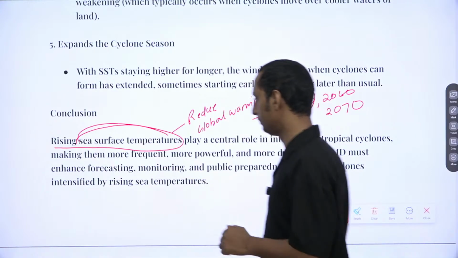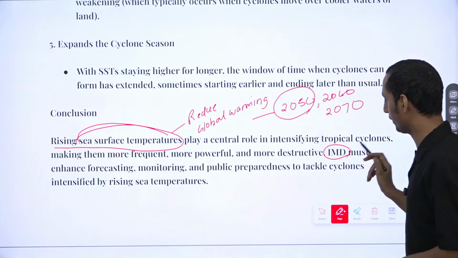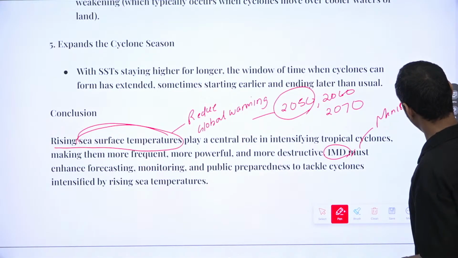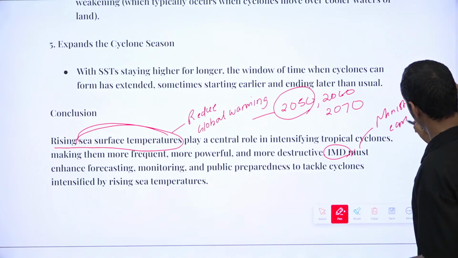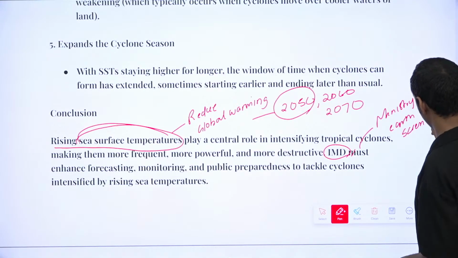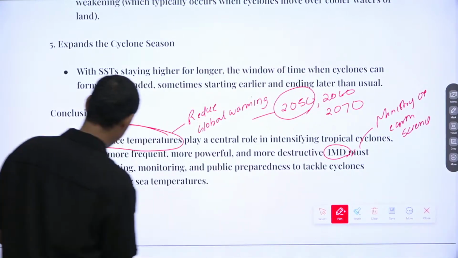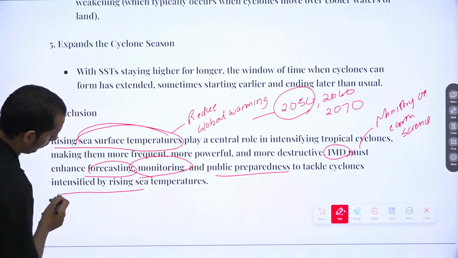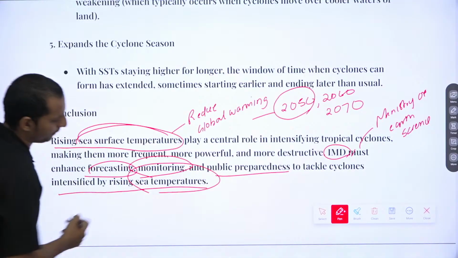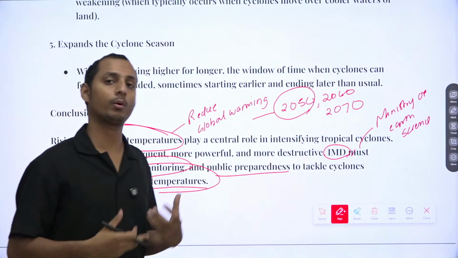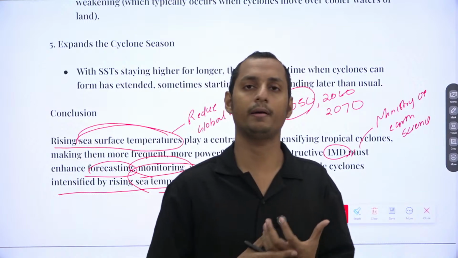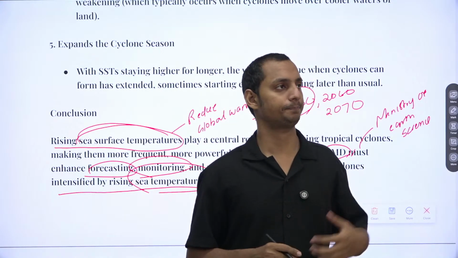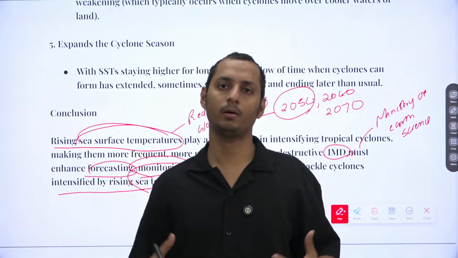Or else you can mention the Indian Meteorological Department or even the Ministry of Earth Science. The Ministry of Earth Science should invest in technology for better prediction, enhanced forecasting, monitoring, and public preparedness to tackle these cyclones intensifying due to sea surface temperature. Go for a long-term approach, or else the Government of India can provide storm breaks, such as the plantation of mangroves, as done by the Odisha government.